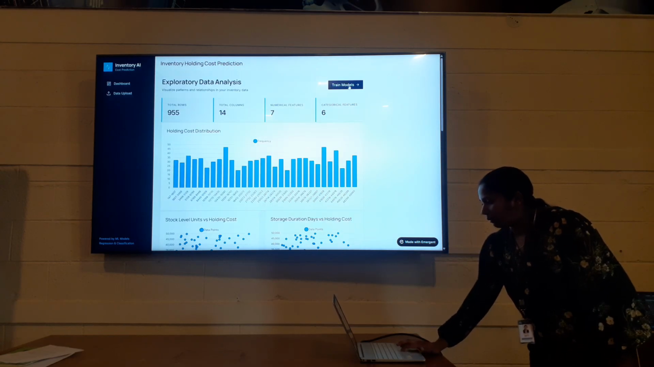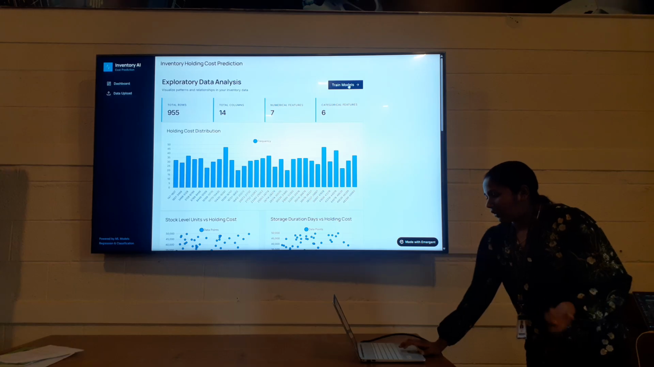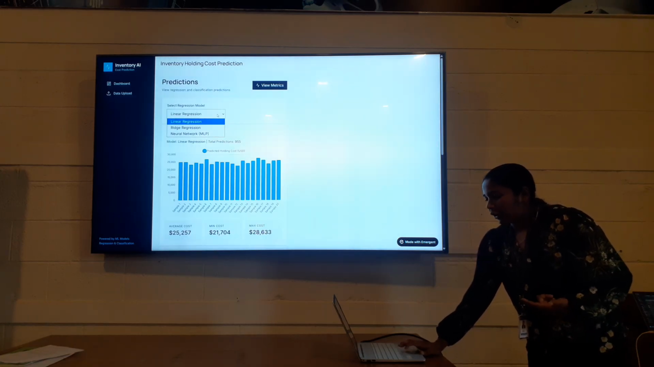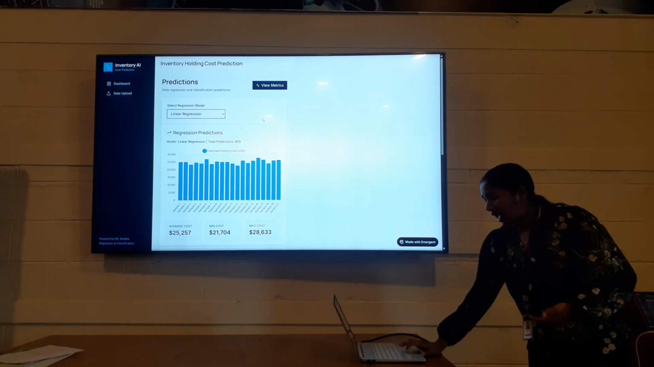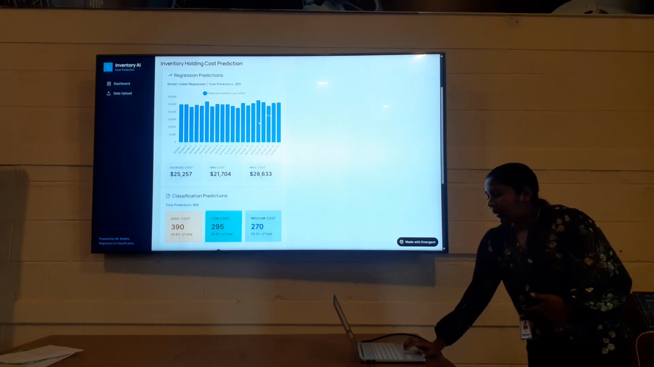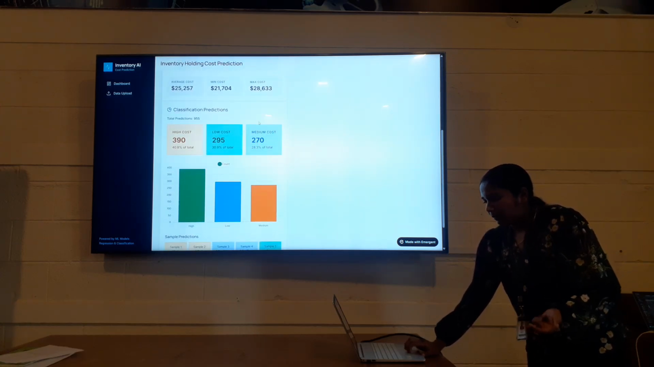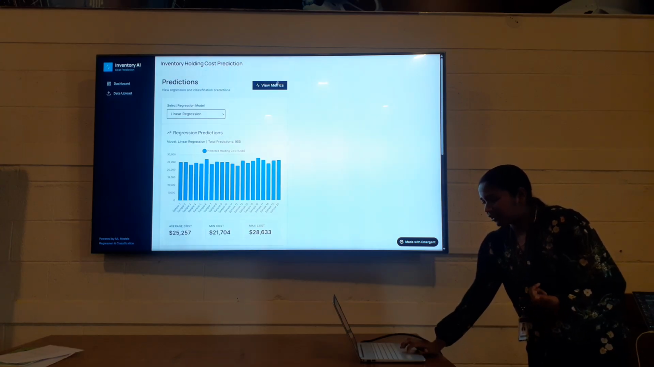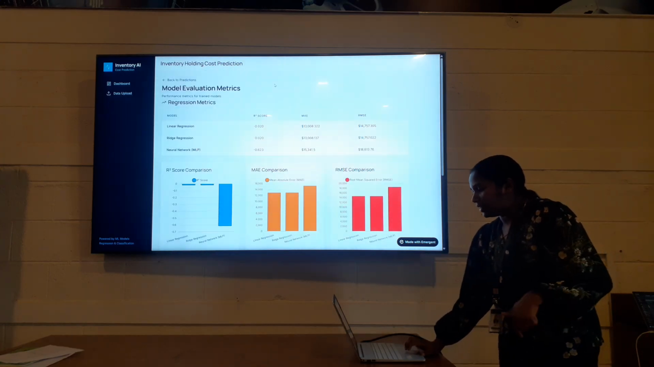Next, we have to train the models. While training, by default, the first model will be linear regression. Later, we can select the models according to the data. After selecting the model, it will be trained and analysis will be given, with classification predictions and regression predictions. We can view the results here.